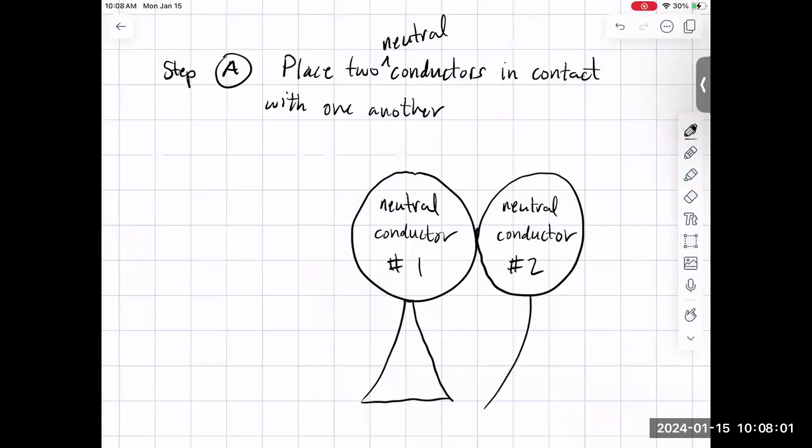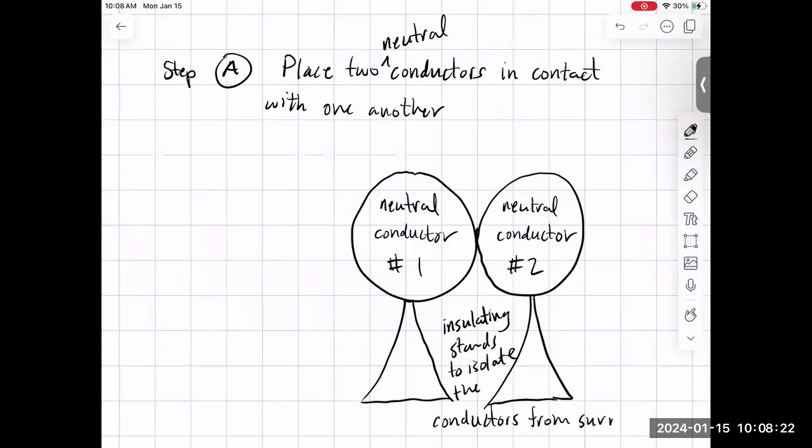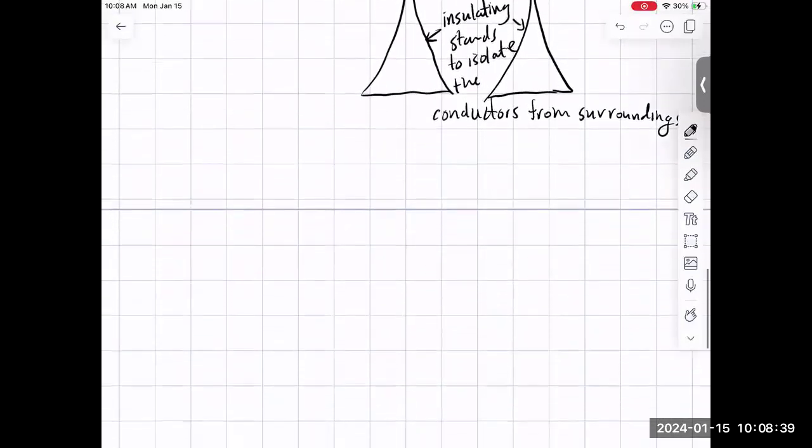So there's some kind of funny stand that they're sitting on. So, insulating stands to isolate the conductors from the surroundings. There we go. So that's the first step. Really, in a nutshell, the first step is take two conductors and place them in contact with one another. So they're aluminum spheres or whatever you want.